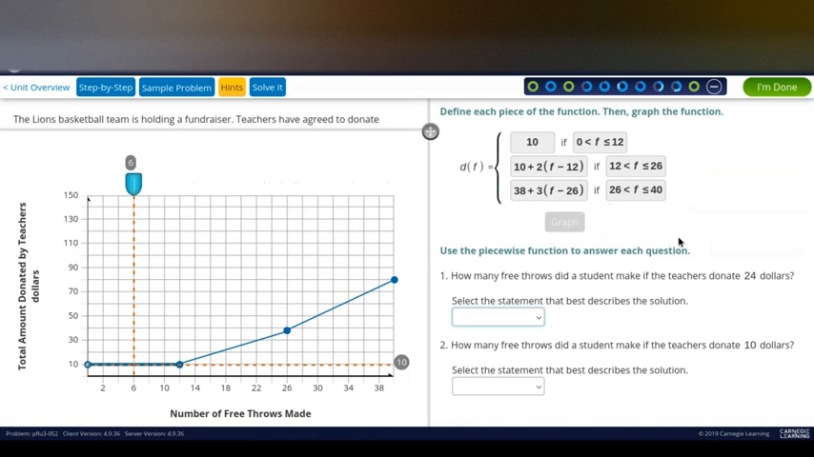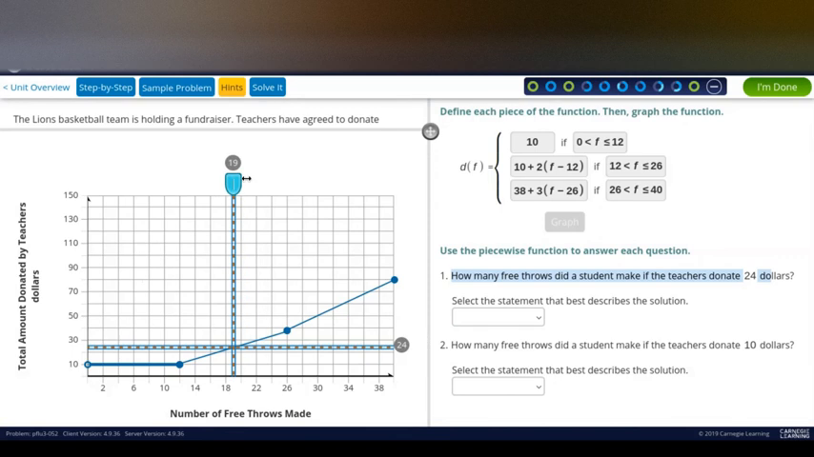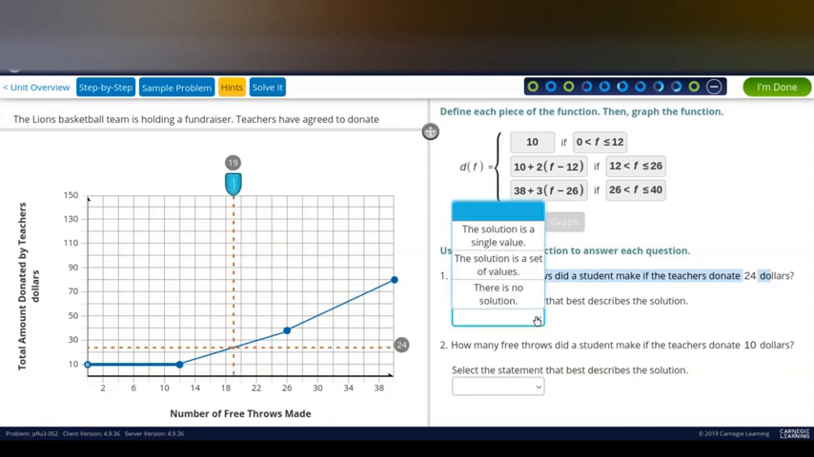This first one is talking about when a teacher donates $24. So we're going to have to drag this over to when our y is 24. Man, reading is difficult for me today. So if I look at my right-hand side, 24, that means that the students would have had to have made 19 free throws. So with this in mind, we only have one value as a solution, right? They didn't make a range of free throws. They made exactly 19.